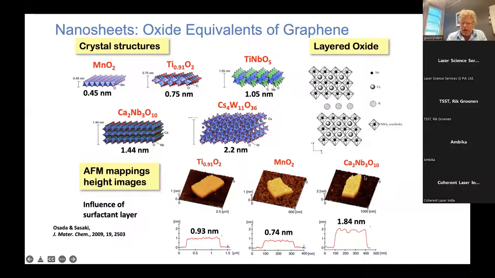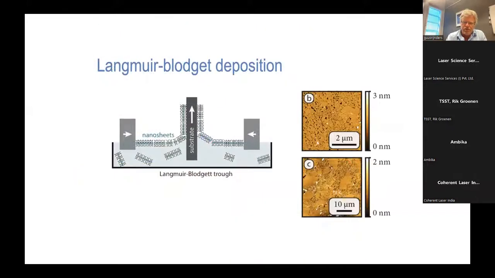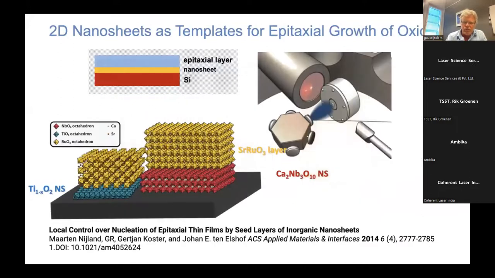And by increasing the density of this, we can fully cover a substrate. Here you can show that you can do it with the Langmuir-Blodgett type of deposition, where you see AFMs of an almost completely covered surface with these nanosheets. And we have shown already in the past that we can use these nanosheets to grow epitaxial layers on top.